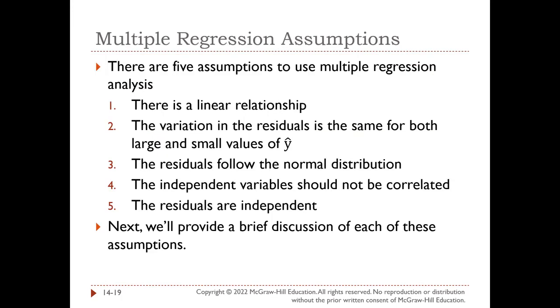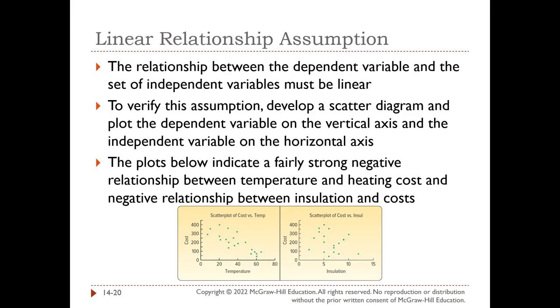So, assumptions that we have. There are 5 assumptions to use. 1, there is a linear relationship. 2, the variation in the residual is the same for both large and small values of y hat. 3, the residual follows the normal distribution. 4, the independent variables should not be correlated. 5, the residuals are independent. Next, we'll provide a brief discussion of each of these assumptions.